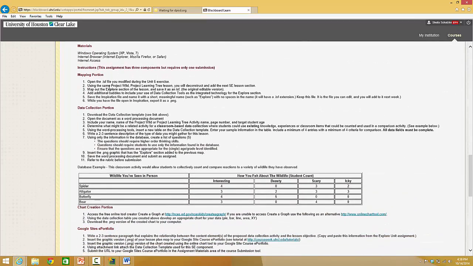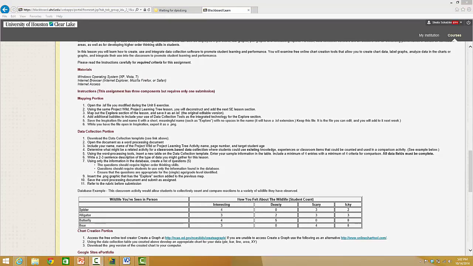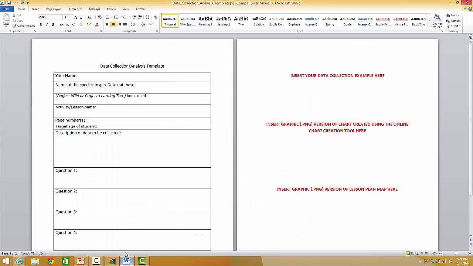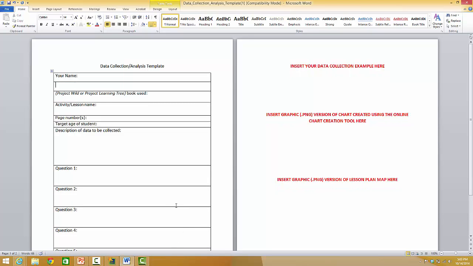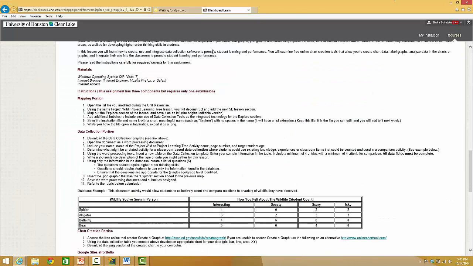So we've already talked about the mapping portion of it. So you're going to fill out your inspiration document. We've already talked about that. Okay, in this assignment, on this part right here, name of the specific Inspire database, you can leave that blank. You're not going to use that, or you can even delete it if you want to, okay? Okay, going back to here.